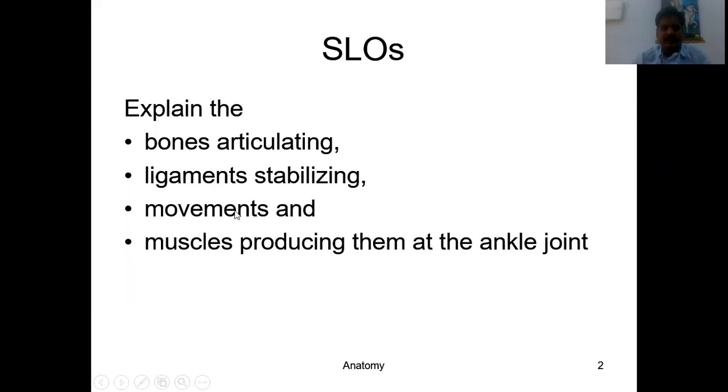So these are the specific learning objectives. At the end of this session, we should be able to explain the bones articulating and the ligaments stabilizing the joint, the movements and the muscles producing them at the ankle joint. So these are the specific learning objectives for today's lecture.